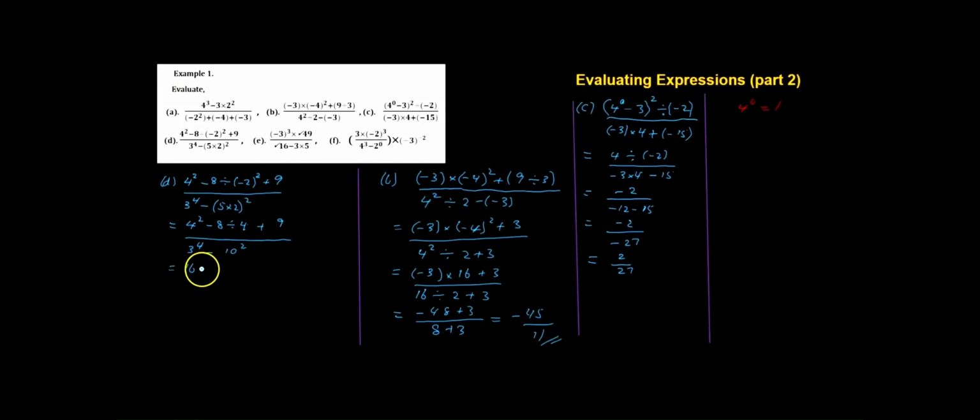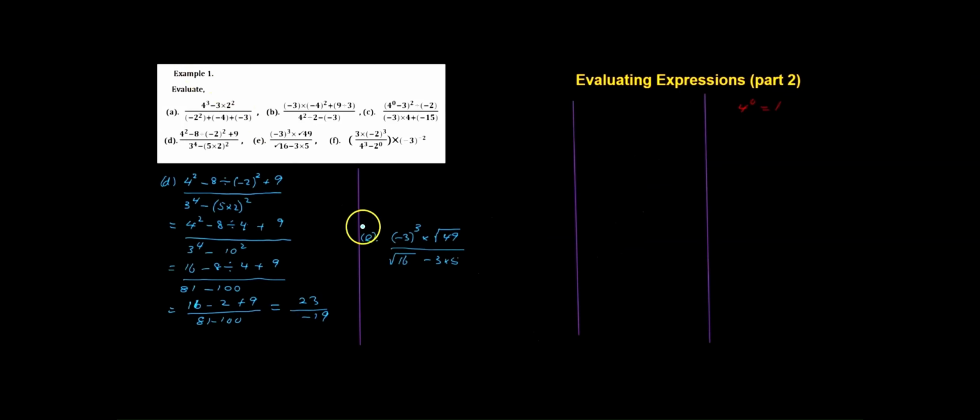Next calculate the exponents. Then we get 16 minus 8 divided by 4 plus 9 over 81 minus 100. Next we do the division. Then we get 16 minus 2 plus 9 over 81 minus 100. Next addition and subtraction. The answer is minus 23 by 19. Next the part E.